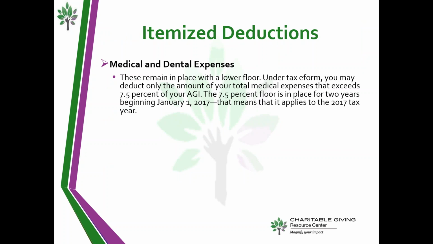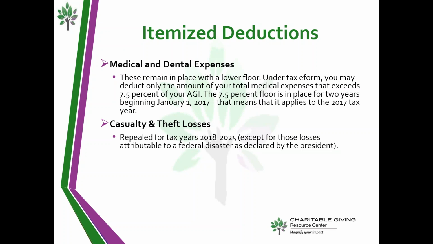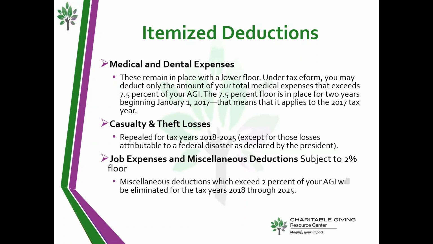Then medical and dental expenses, we're almost going to go out, but we're going to keep that for one more year. But you have to exceed 7.5% of your adjusted gross income before it's deducted. Casualty and theft losses are repealed going forward. And you notice there, that's from 2018 to 2025, because after 2025, this tax law sunsets, and then we go back to the 2017 rules, unless Congress extends it, does new legislation, and so on.